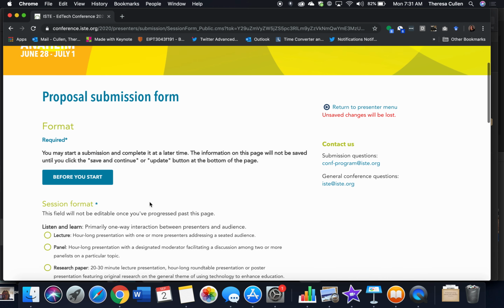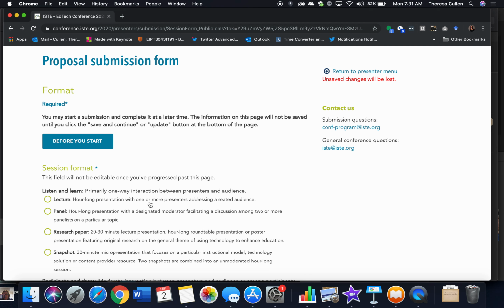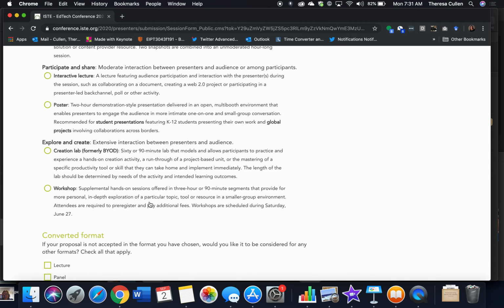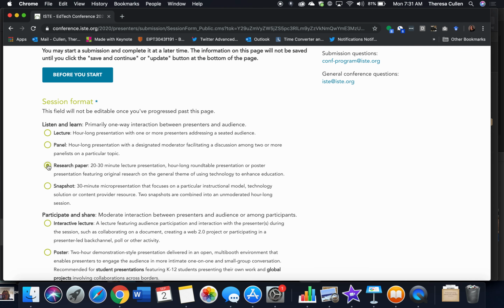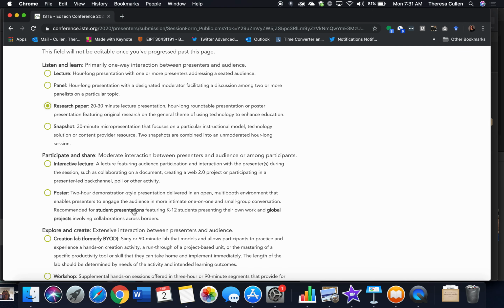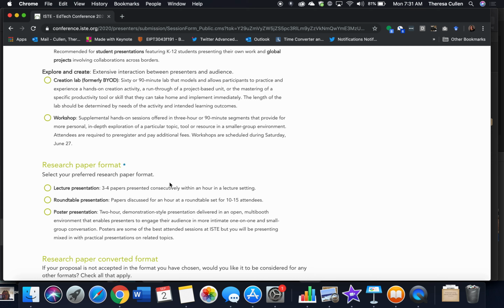Now, it gives you a bunch of clues and things that you should read. But if you're doing a research paper, you're going to go down here and click Research Paper Only. All right. And it says 20 to 30 minute lecture presentation, it could be an hour-long roundtable or a poster presentation with original research around a general theme. Then it says select your preferred research paper format down below.